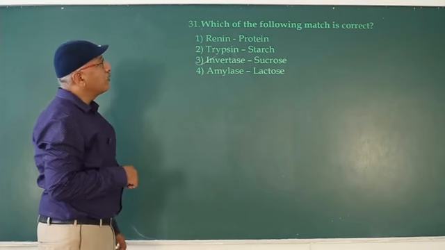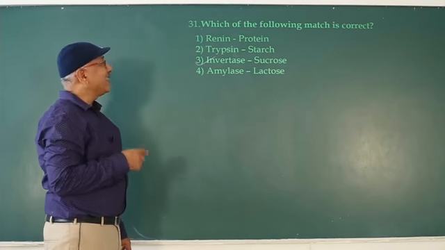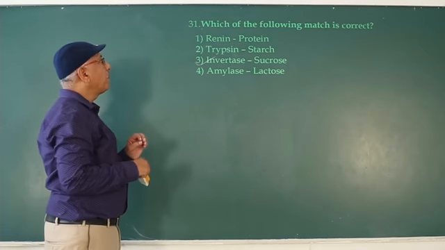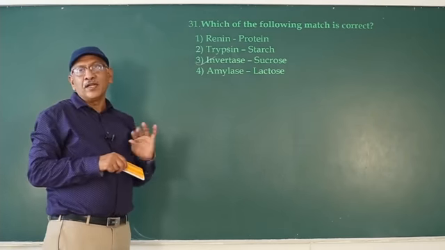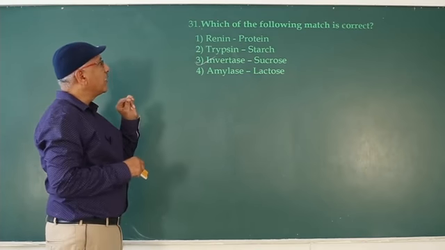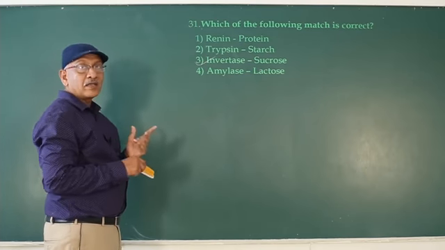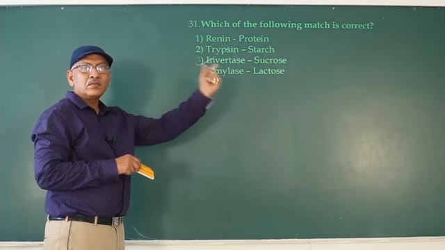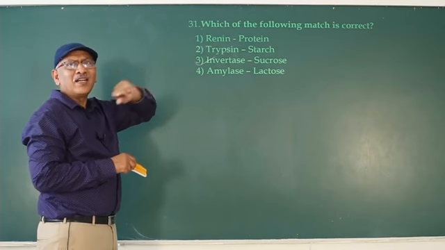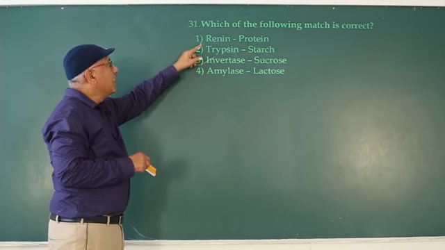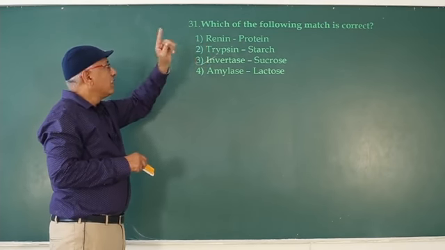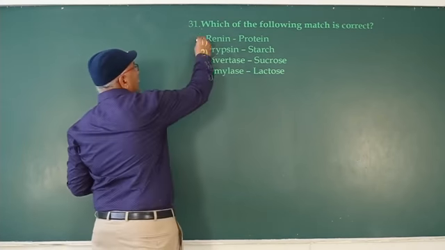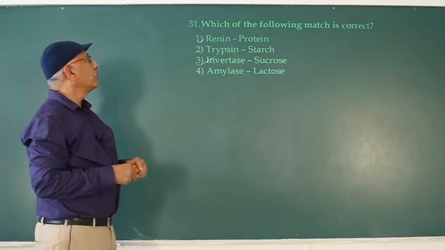Which of the following matches is correct? Renin is an enzyme, all enzymes are proteins, that is correct. Regarding digestion, in the digestive enzymes there is no renin, so that is why there is ambiguity. Renin is a protein, correct. In the excretory system, we already discussed that juxtaglomerular cells release renin. Renin is an enzyme. Enzyme means protein. That is also correct.